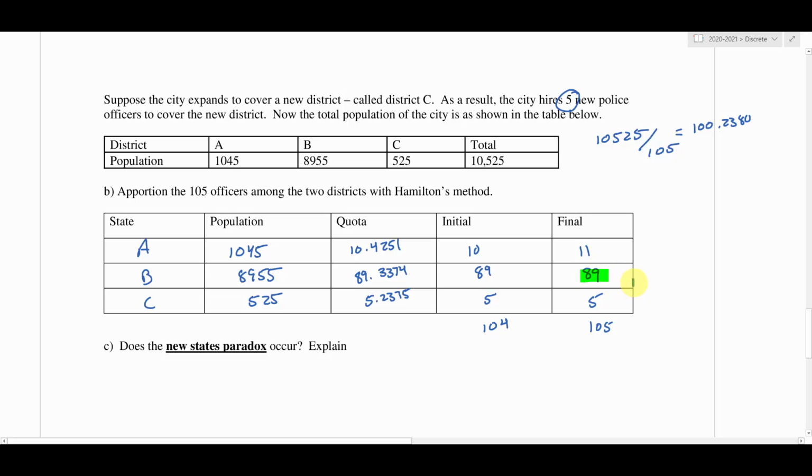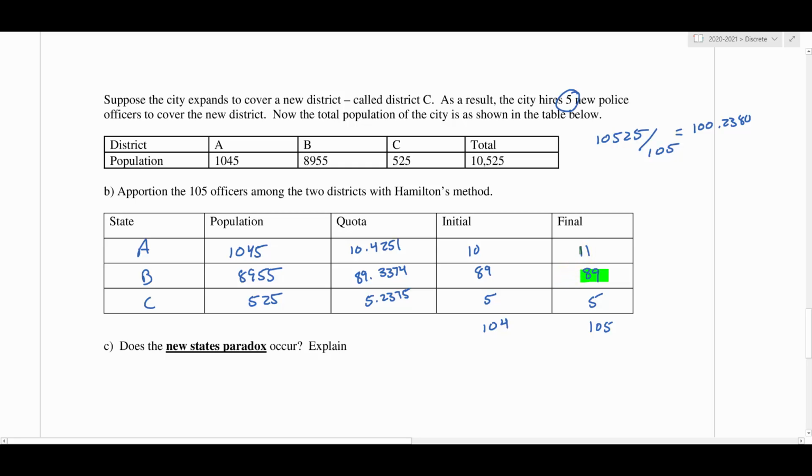Highlighted here in green. So State B used to have 90 cops, but when we added the new district and 5 new police officers, they lost one of their police officers. So this is called the new states paradox. The new states paradox occurs when you add a new state and more representatives, and yet someone loses something.